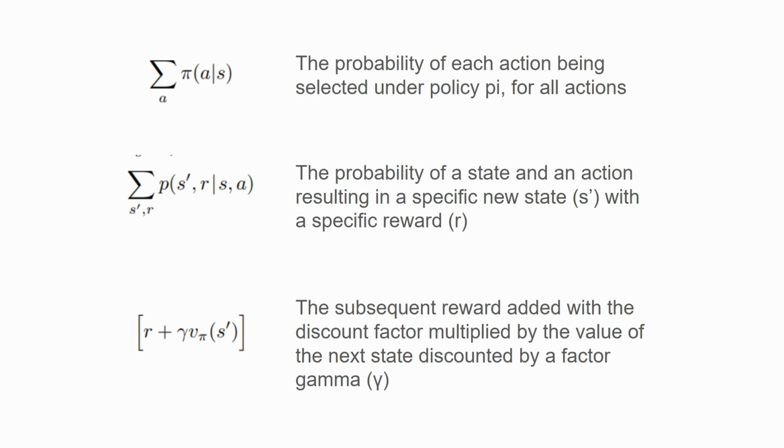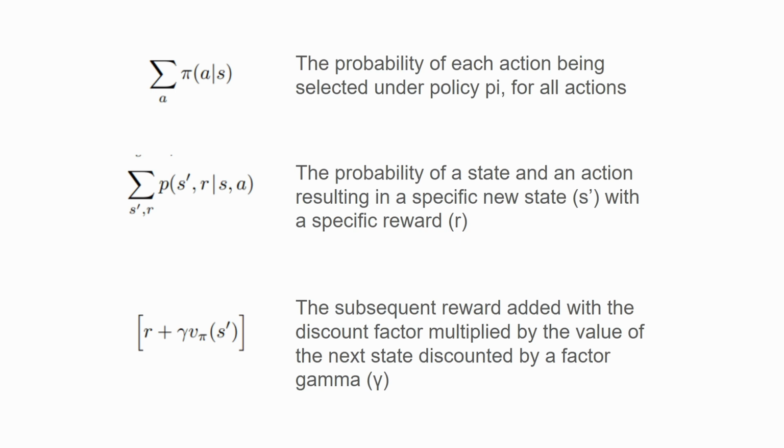The next part is the probability of a state and an action resulting in a specific new state with a specific reward. So this part is saying, when we are in this state and take this action, where do we land and how much of a reward do we get? The last part is a subsequent reward added with the value of the next state discounted by a factor gamma.